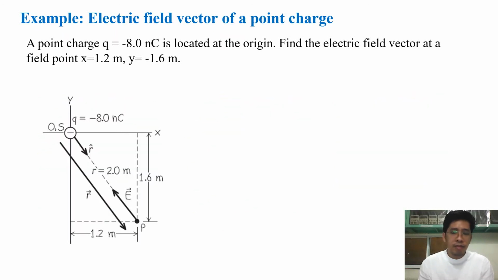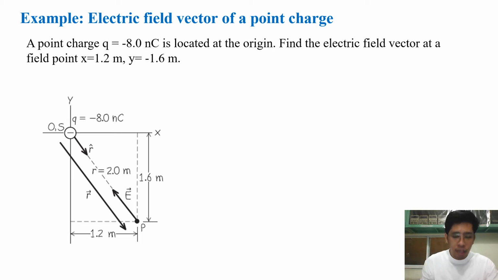Now let's solve some problems involving the electric field. First, we have an example on the electric field of a point charge, and after that, let's discuss the electric field due to two or more source charges. So this is the electric field vector of a point charge. A point charge Q of magnitude -8 nanocoulombs is located at the origin. Find the electric field vector at the field point x equals 1.2 meters and y equals -1.6 meters.